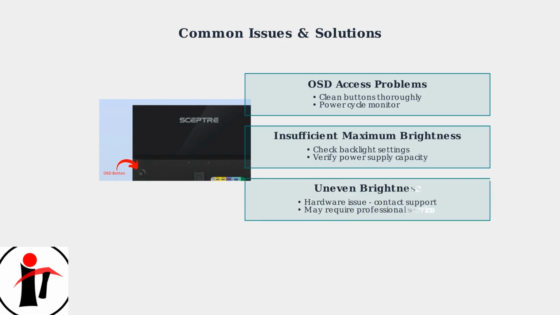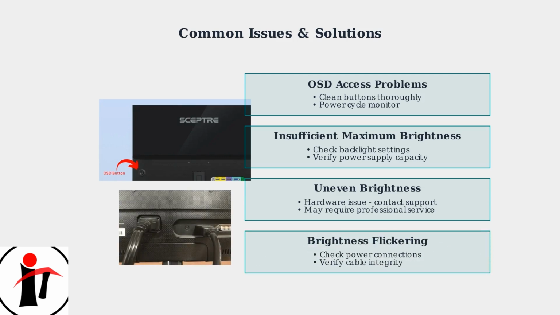Uneven brightness across the screen typically indicates a hardware problem with the backlight system and usually requires professional repair or replacement. Brightness flickering is often caused by power supply issues or loose cable connections. Check all connections and try a different power outlet if the problem persists. These troubleshooting steps resolve most brightness-related issues with Sceptre monitors. Always start with the simplest solutions before considering hardware problems or professional service.